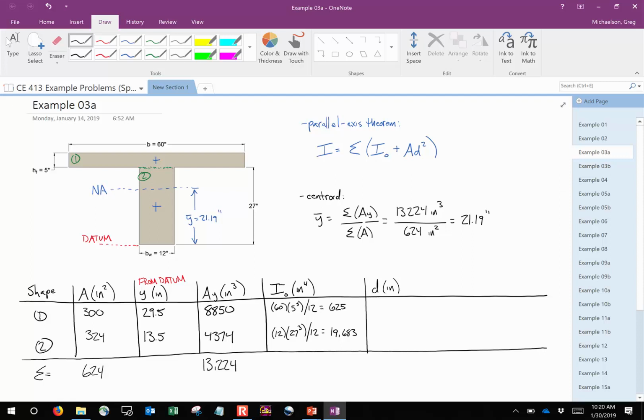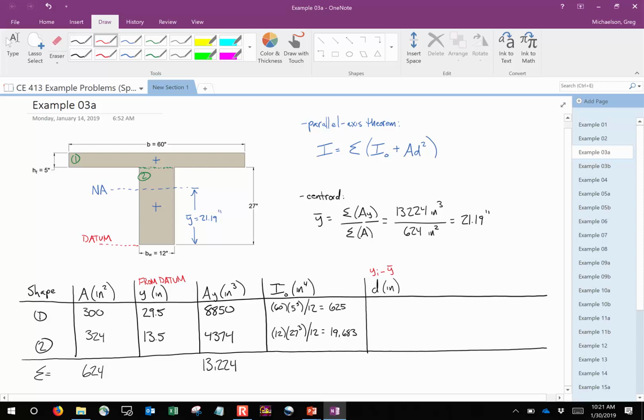So here's a simple way of computing this. It's actually a lot easier than you would think. Look here at the cross section just for a second. I'll use shape number 1. So how far is it from the datum to this? What did we say it was? 29.5. And how far is it from the datum to the neutral axis? 21.19. So how far is it between those two? Just subtract them, right? So I propose that in order to determine these d distances, you would take each of these little y values minus the y bar for the whole thing.